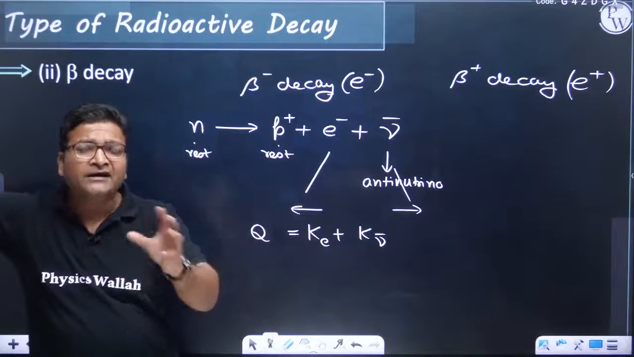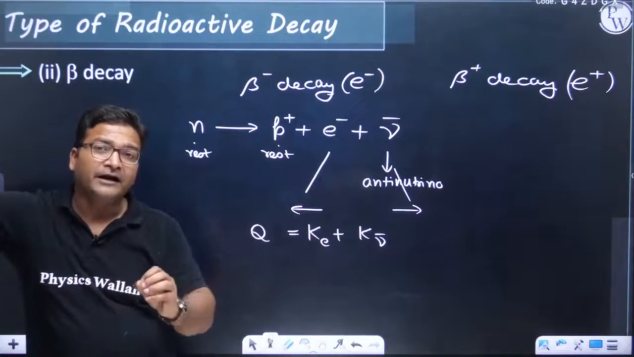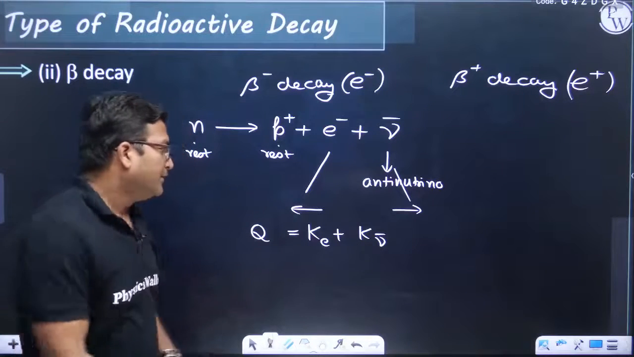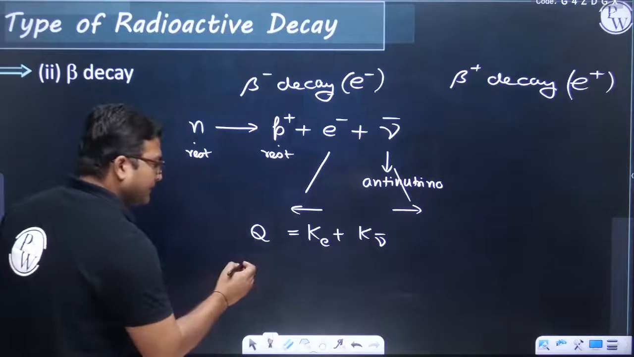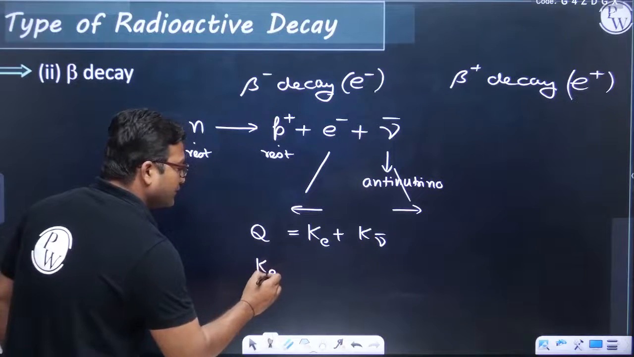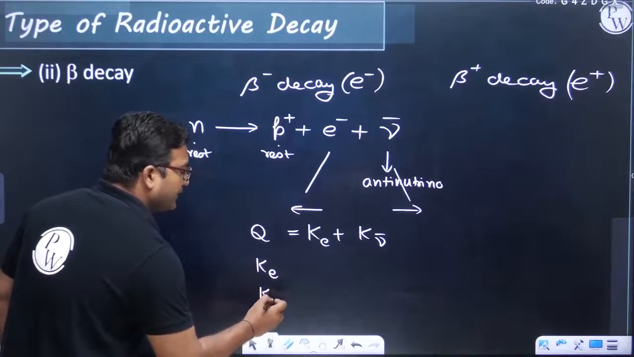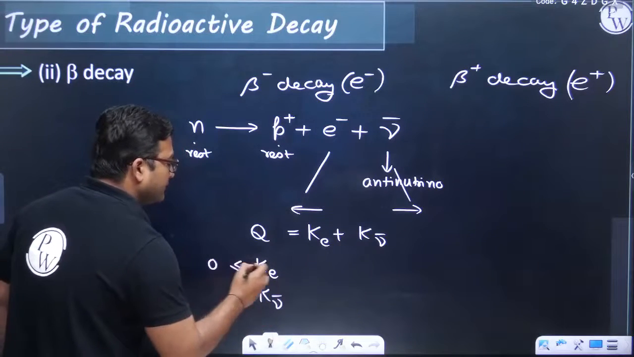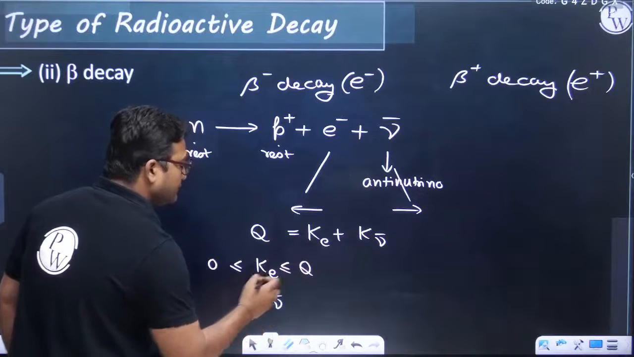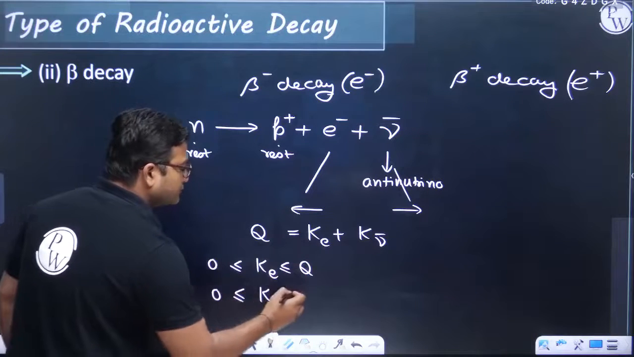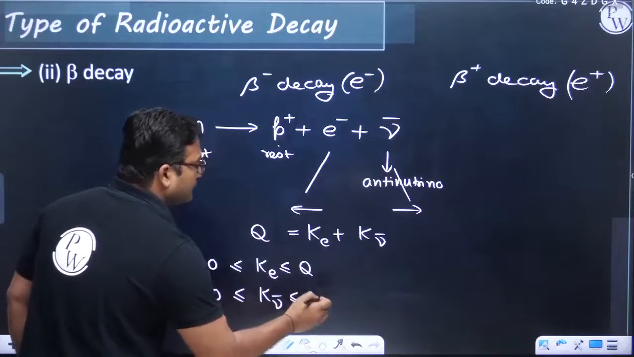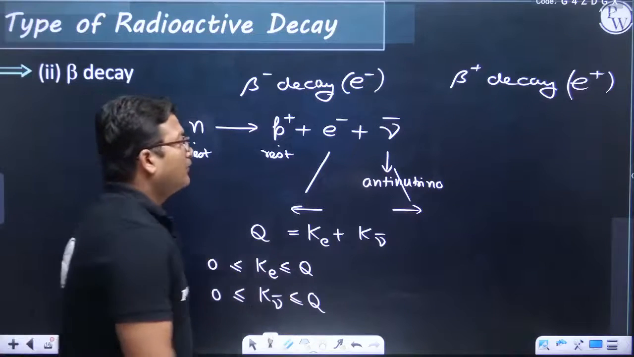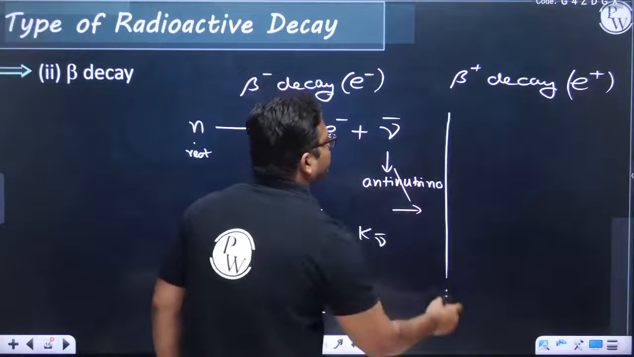So any type of values they can take, and it is purely coincidental. Okay. So what we can say, the range of kinetic energy of electron and the range of kinetic energy of antineutrino both is 0 to Q, but their sum is equal to Q. Okay. What happens when a beta positive decay occurs?